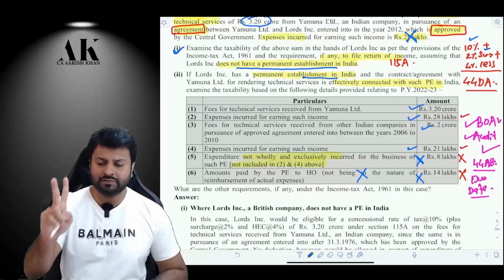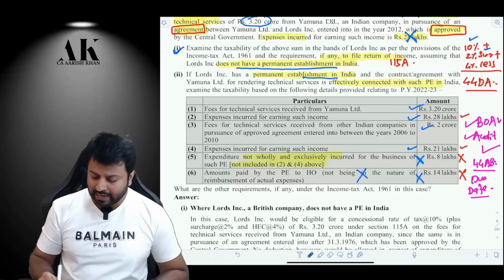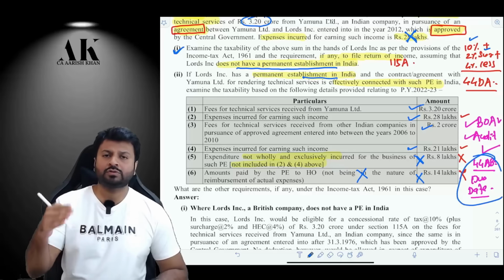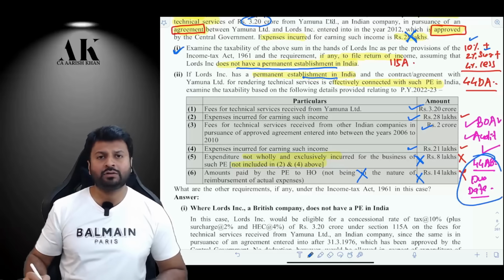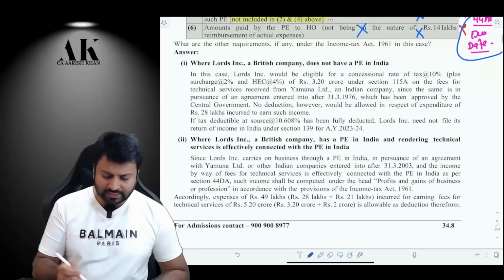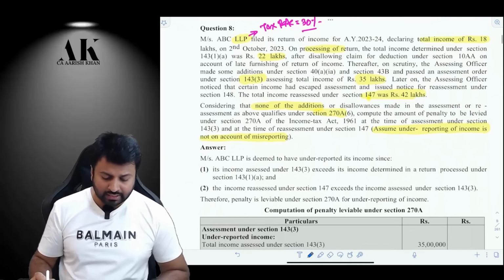They are liable to maintain books of account. They are liable to do the tax audit as per 44AB, and also they are supposed to submit the tax audit report 1 month prior to the due date of filing of return. Okay. So these are the other requirements which are asked in this particular question. Let's move on to the next question.